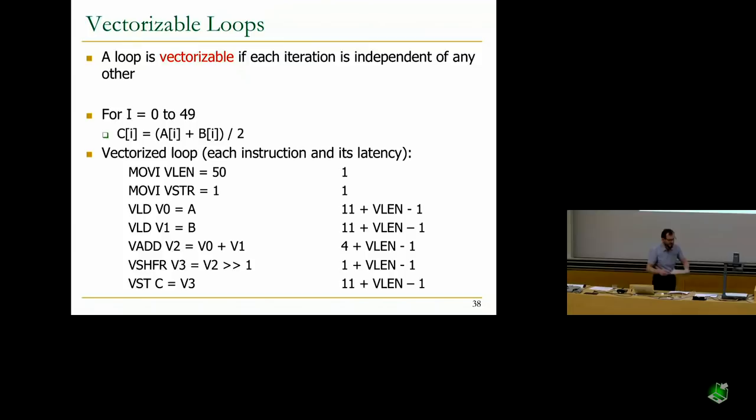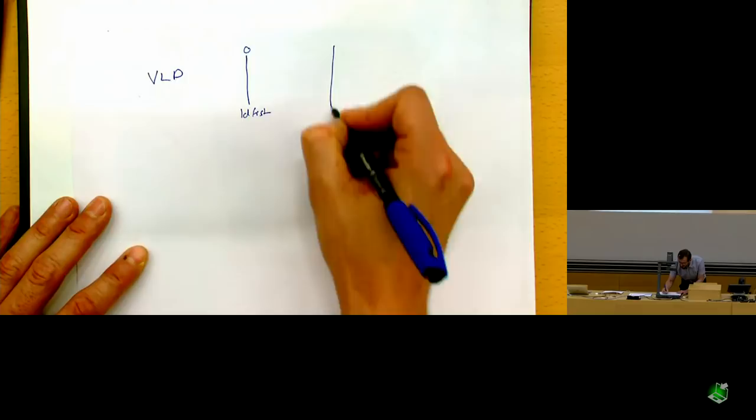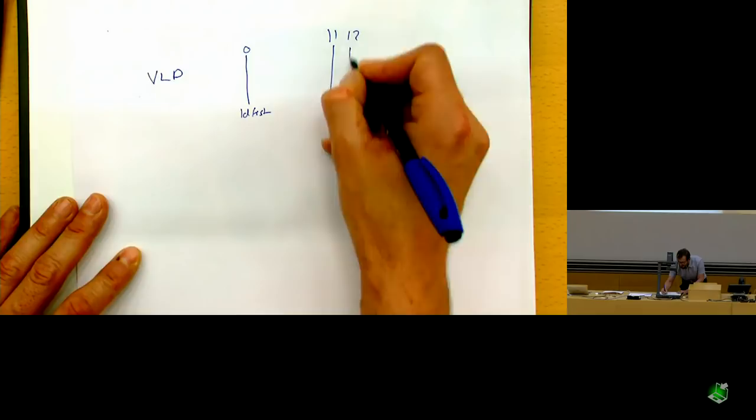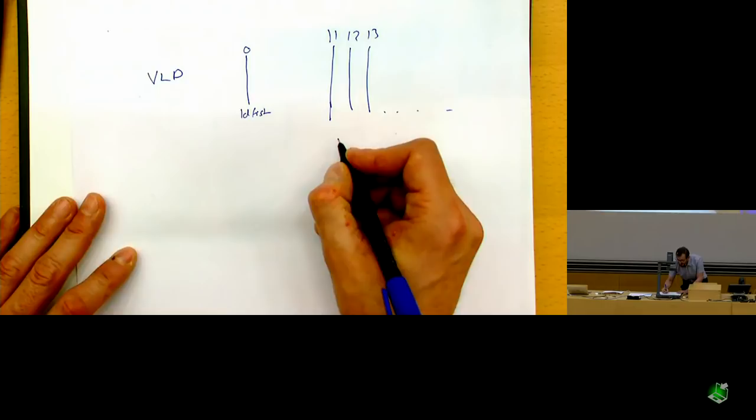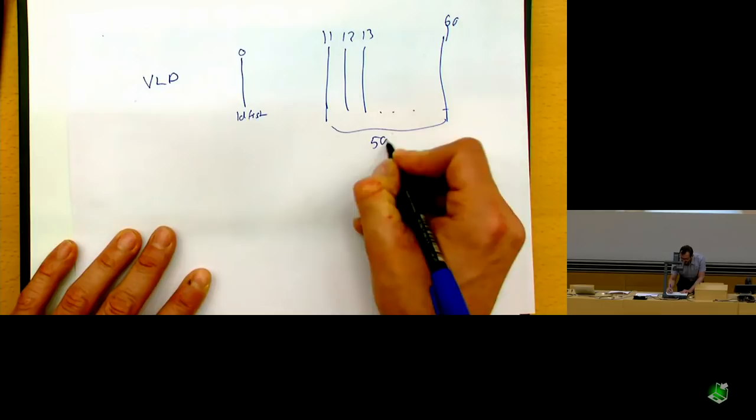So now we can do a vector load. In the first cycle, cycle zero, we can start the load of the first element. 11 cycles, we get the first element from memory. At the 12th cycle, we get the next element. 13th cycle, we get the next element, and so on. And essentially, we get 50 elements after 11 plus 49 cycles, after 60 cycles. At the 60th cycle, we get all 50 elements. And they all go into the vector register.